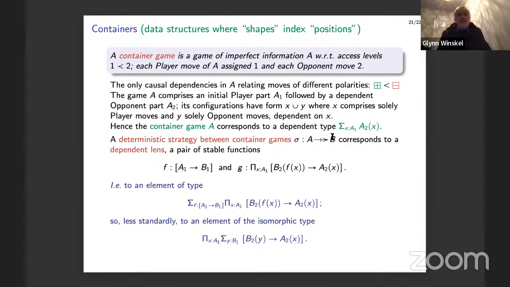And this time, a deterministic strategy is a bit more complicated. It corresponds to something called in the literature a dependent lens. In other words, it can be written as a sigma pi type, or less standardly an element of an isomorphic type, a pi sigma type like this. And here I'm using constructions of dependent types that exist on event structures and were discovered way back in the 80s, when Valery was around, in work with Thierry Coquand and Carl Gunther, extending some of Girard's work on dependent types, in particular for system F. All right, so we recover dependent lenses.